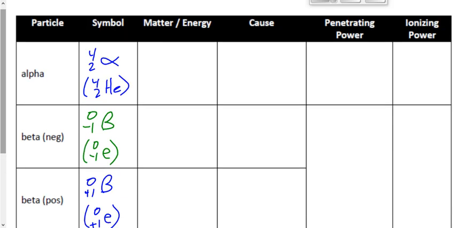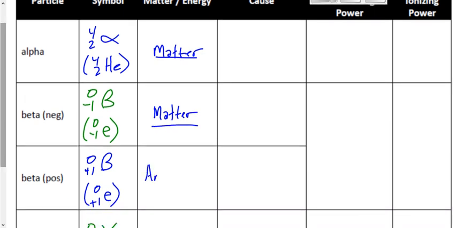This is matter because it has mass. This is matter because it has mass. This is antimatter, which is exactly the same as matter in almost every regard except for charge. An anti-electron or positron is identical in every regard except for charge to an electron.